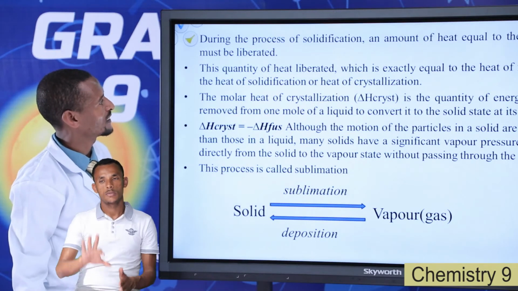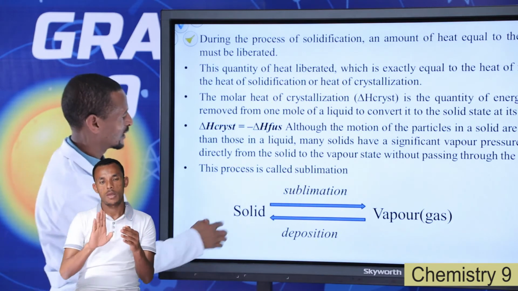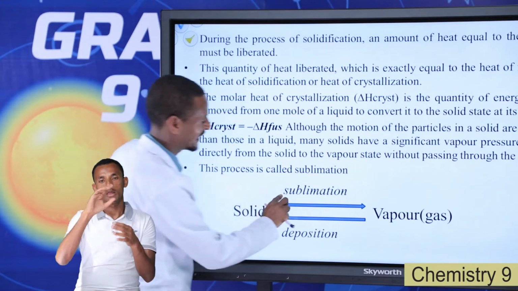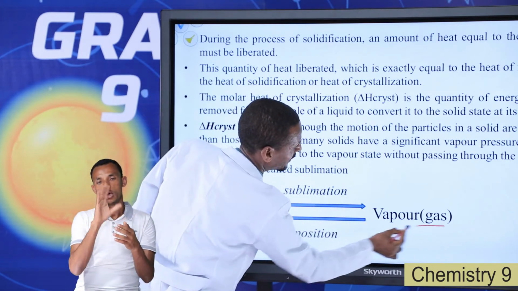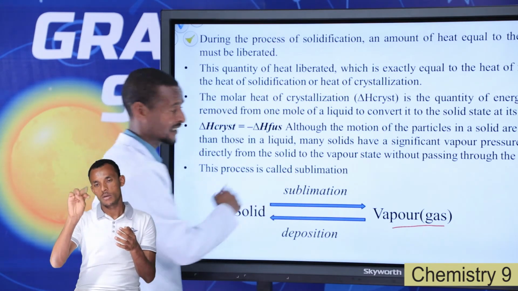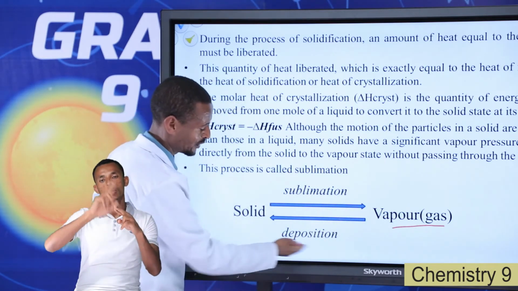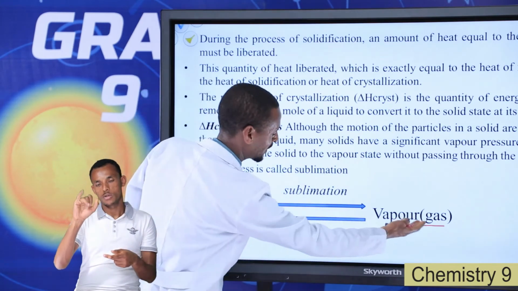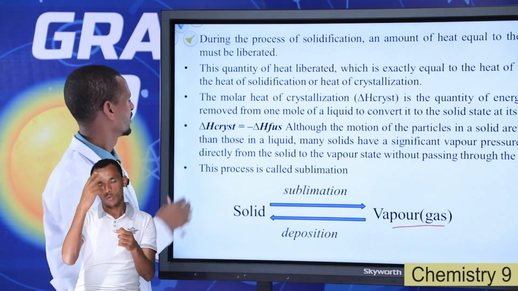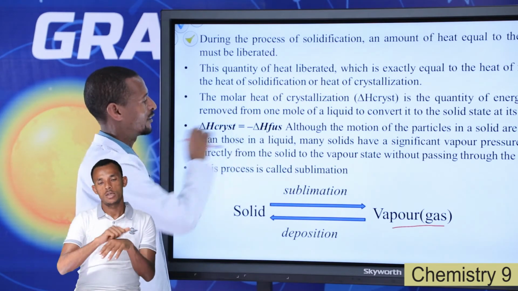During the process of solidification, an amount of heat equal to the heat of fusion must be liberated. So, when a solid gets heat energy, it sublimes and changes to vapor. Sublimation is the direct change of solid matter into the gaseous state. The reverse process is said to be deposition, which means when vapor directly changes to the solid state, we call it deposition.